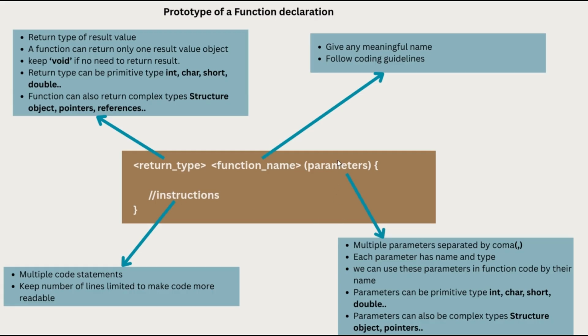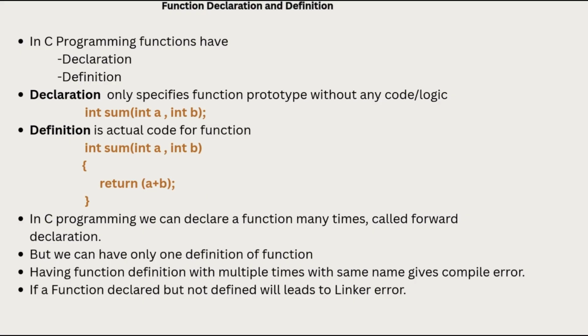For parameters, you can pass multiple parameters separated by commas, and each one has a name and a type. You can give any name. We can use these parameters inside the function's instructions. Like the return type, you can pass any parameters, primitive types or complex objects like structures, objects, pointers, everything. This is the prototype of the function. So we will see how we can use this prototype to create some functions and see how it works.